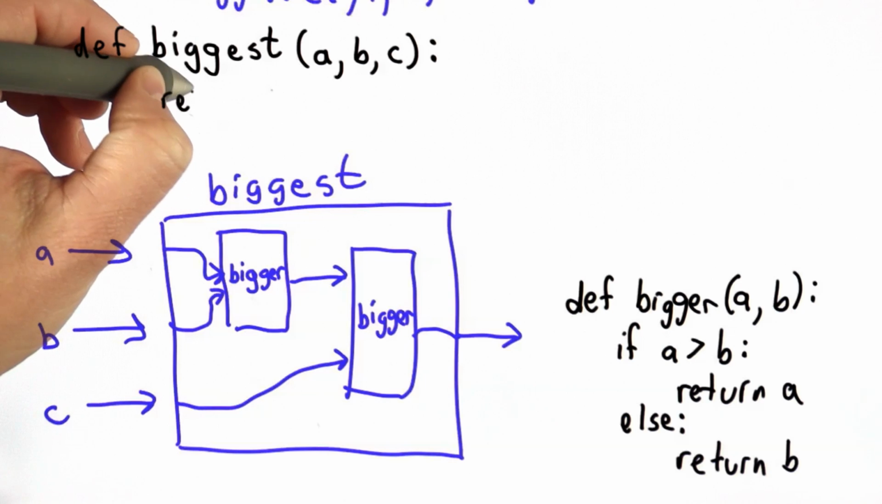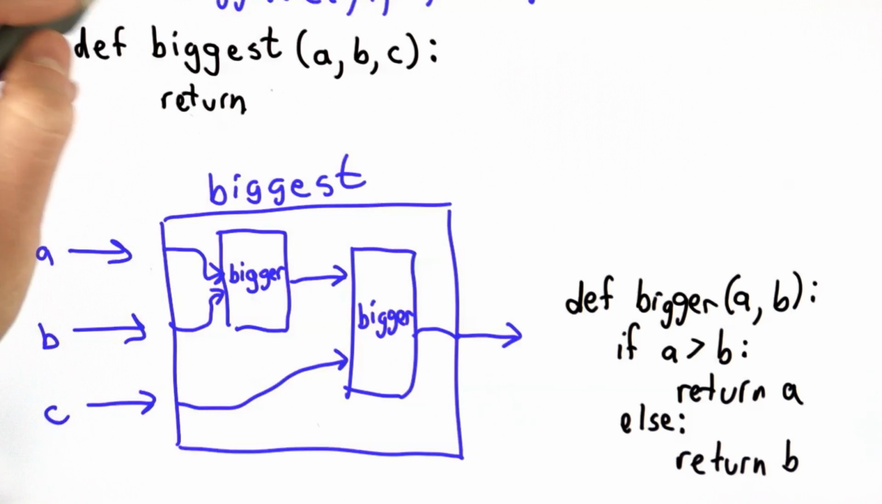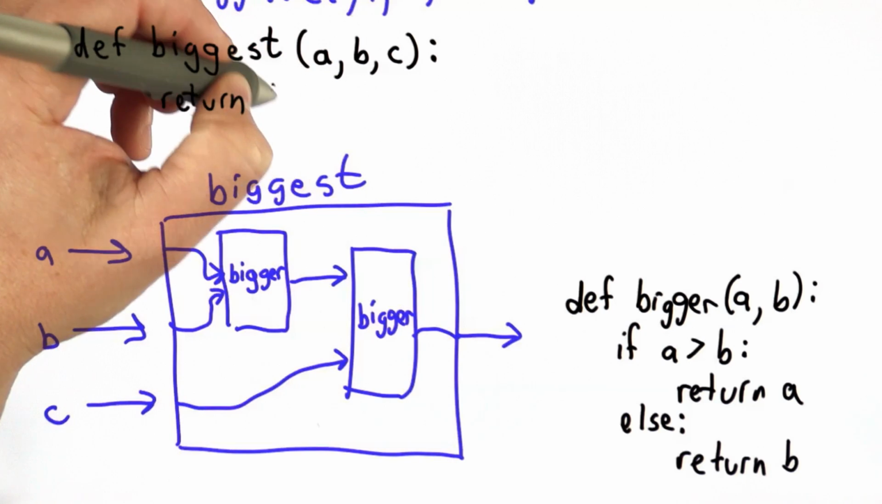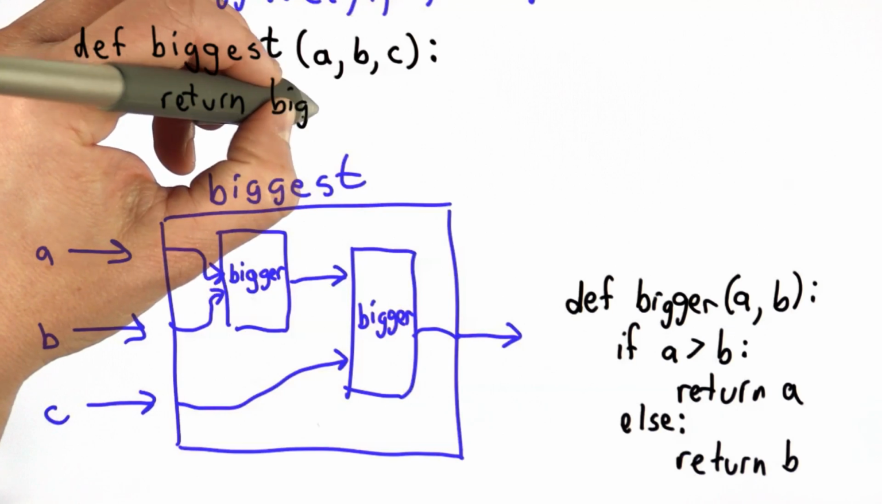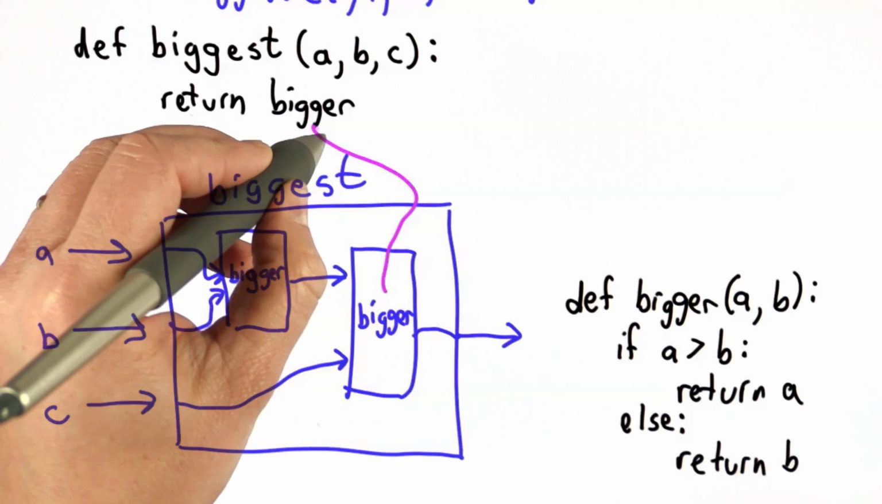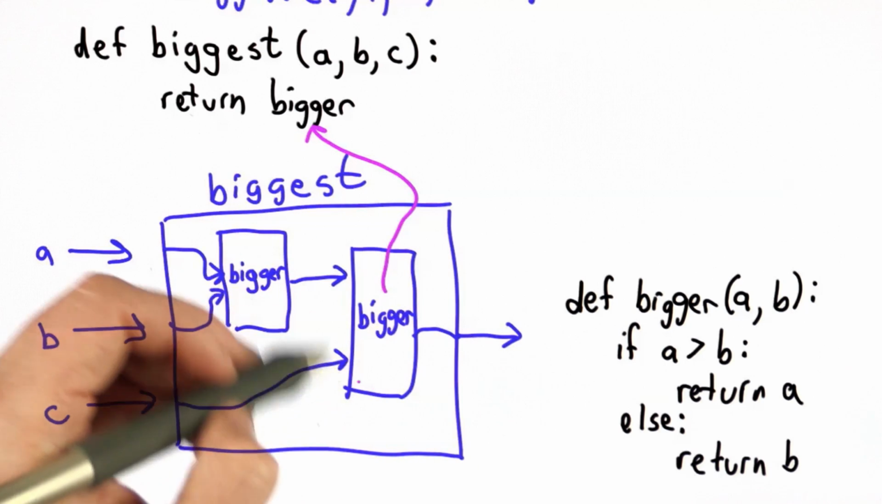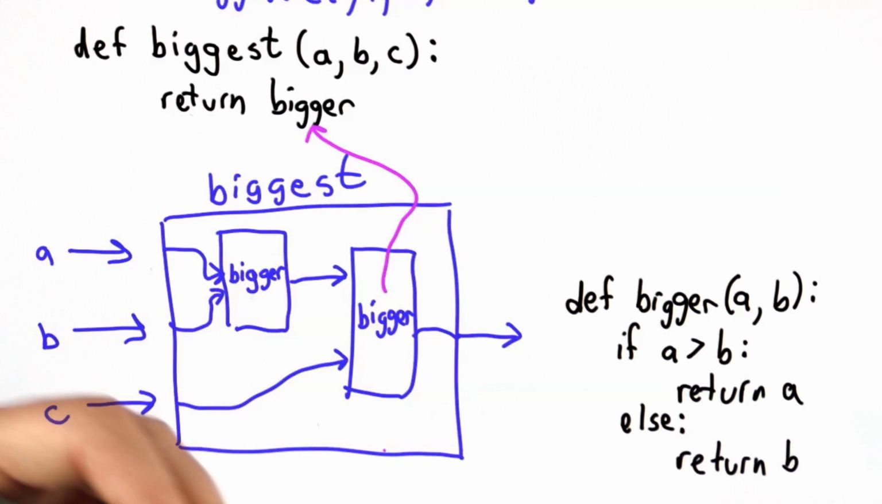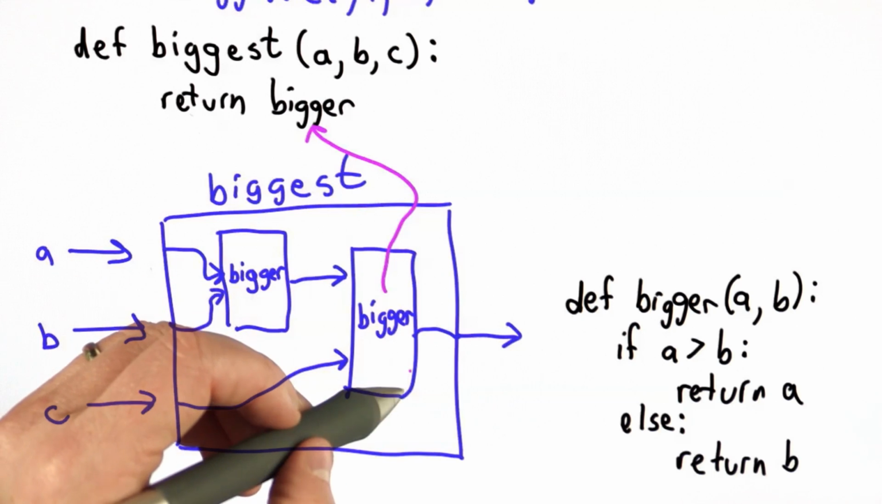We can return the result directly, and the result will be the result of bigger, and this is the last bigger. When we do composition, we need to think about the function that we actually do last coming first, because that one needs the inputs of the other ones.